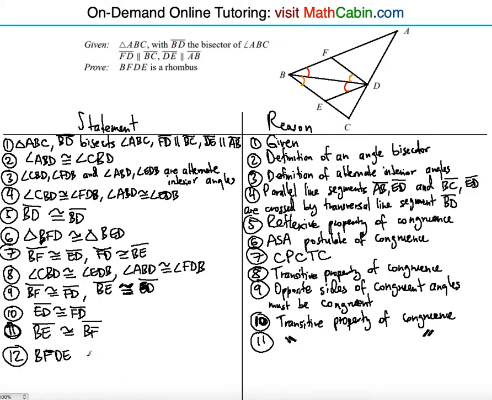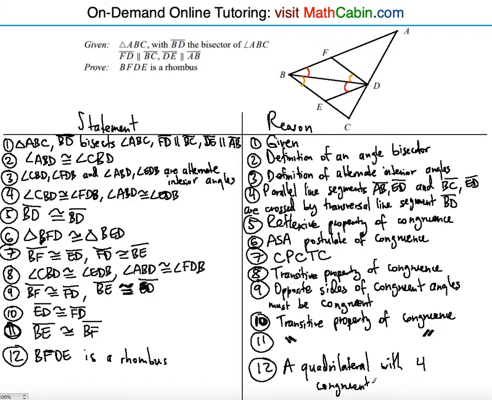BFDE is a rhombus, and the reason being for that is a quadrilateral with 4 congruent sides. Okay, this is it.